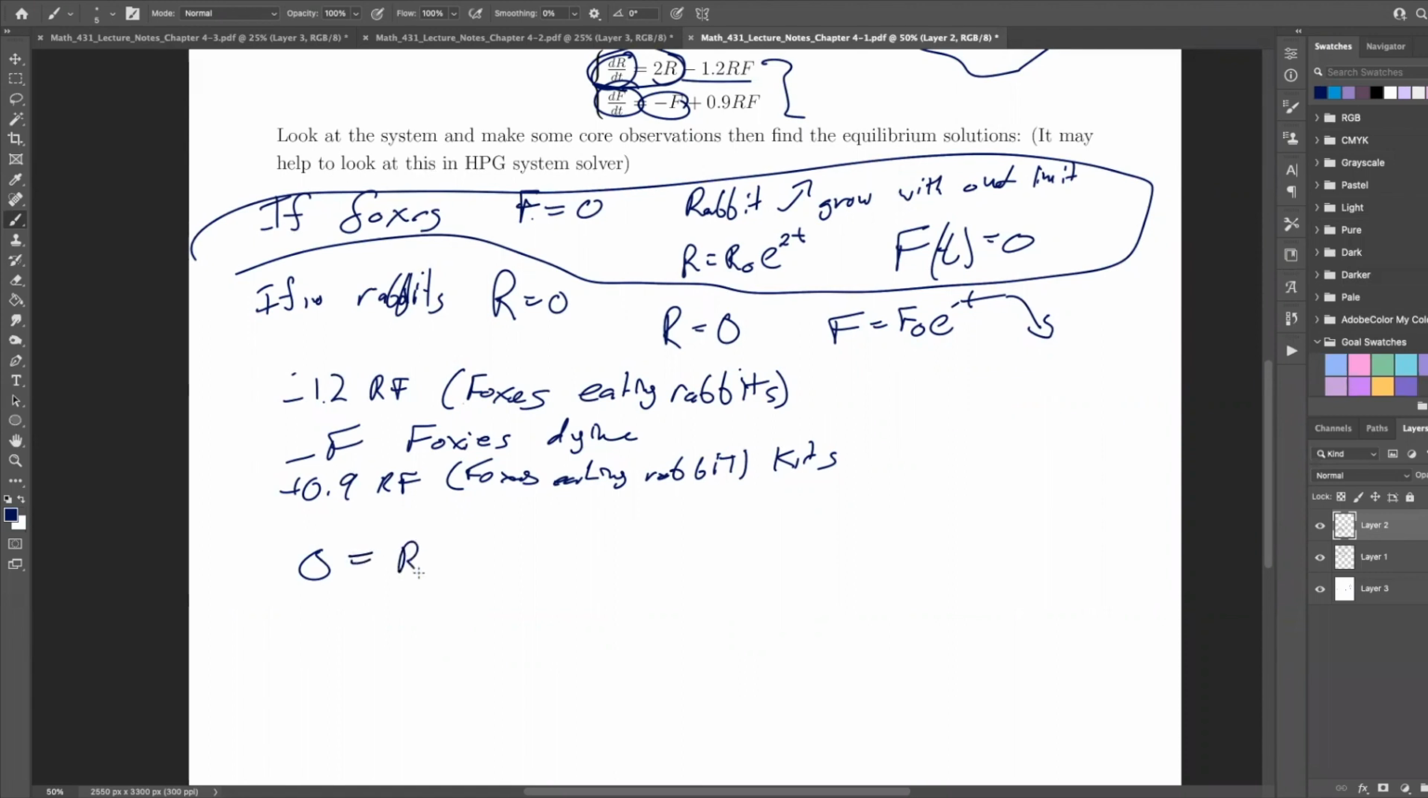So here I have 0 equals 2r minus 1.5rf. And then here we have 0 equal to minus f plus 0.9rf. So let's find the equilibrium solutions. I call them equal solutions. I don't know why. I've just done it for years, I suppose. But now that I write it, I'm like, well, why do you do that?